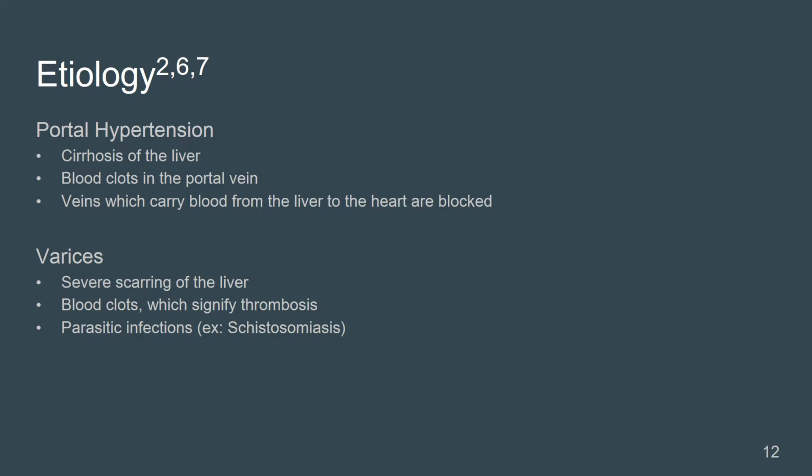Causes of portal hypertension include the following. You can have cirrhosis of the liver. You can also have blood clots in the portal vein. And then lastly, you can have veins which carry blood from the liver to the heart blocked, which can cause an increase in the pressure. For the varices, it's also similar. You have severe scarring of the liver, blood clots which signify thrombosis, and then you have parasitic infections such as the one listed.